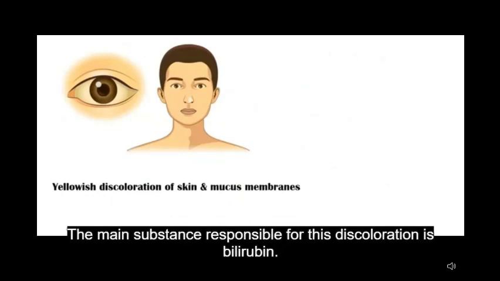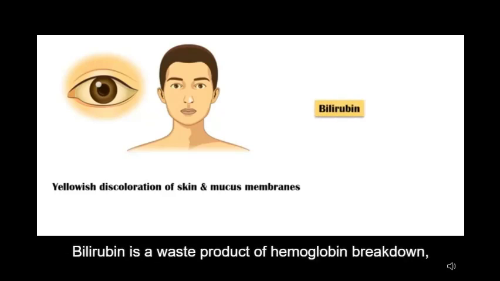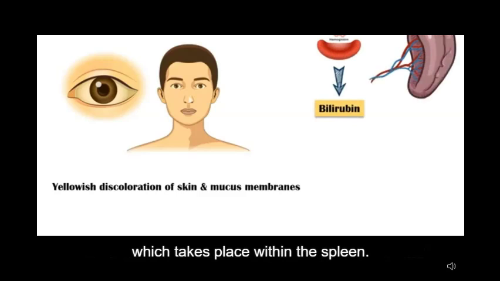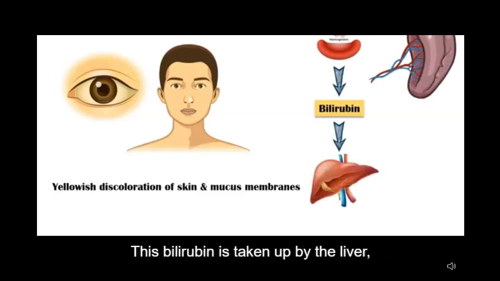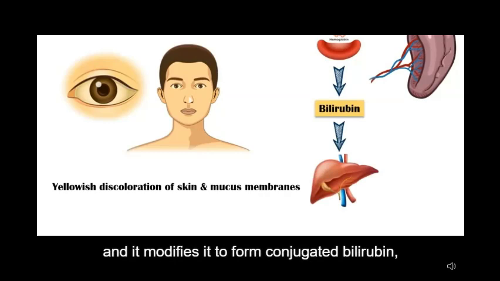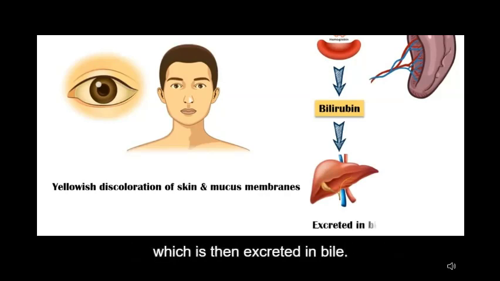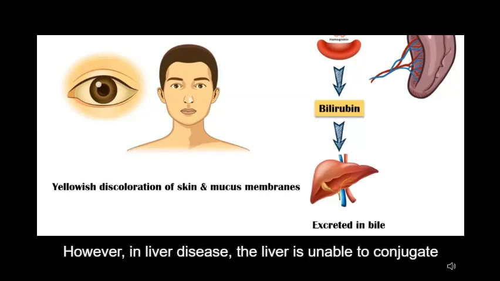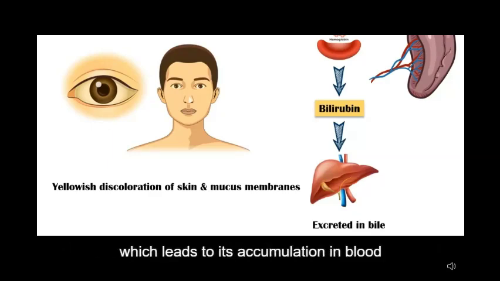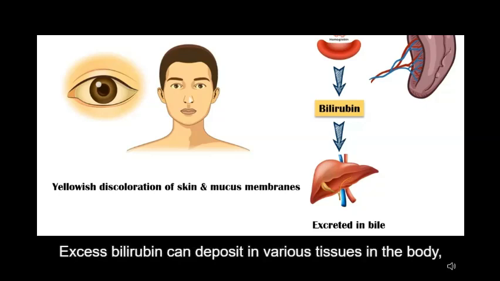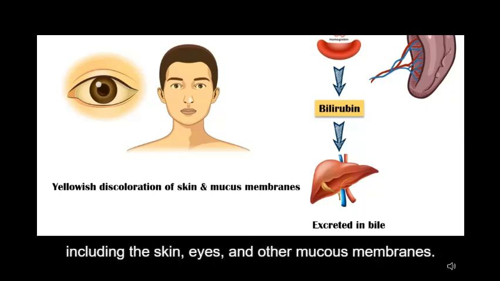The main substance responsible for this discoloration is bilirubin. Bilirubin is a waste product of hemoglobin breakdown, which takes place within the spleen. This bilirubin is taken up by the liver, which modifies it to form conjugated bilirubin, which is then excreted in bile. However, in liver disease, the liver is unable to conjugate bilirubin, which leads to its accumulation in blood. Excess bilirubin can deposit in various tissues in the body, including the skin, eyes, and other mucous membranes.